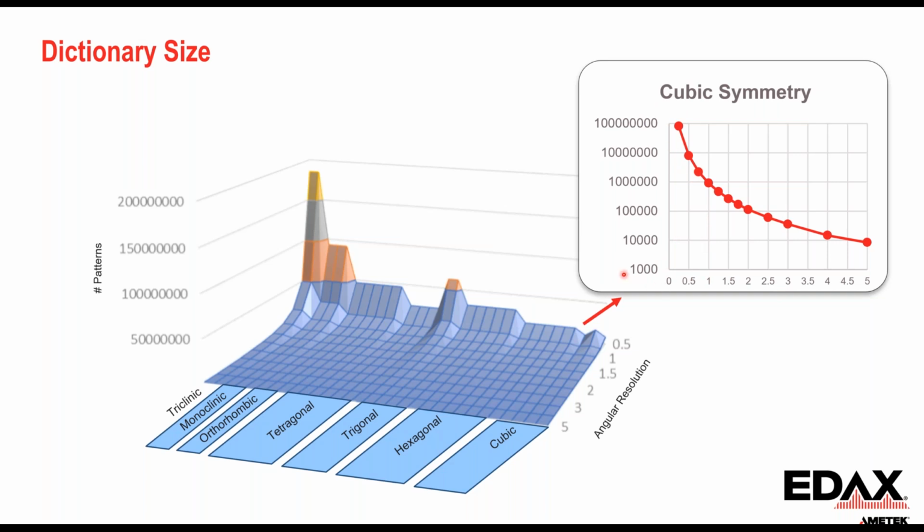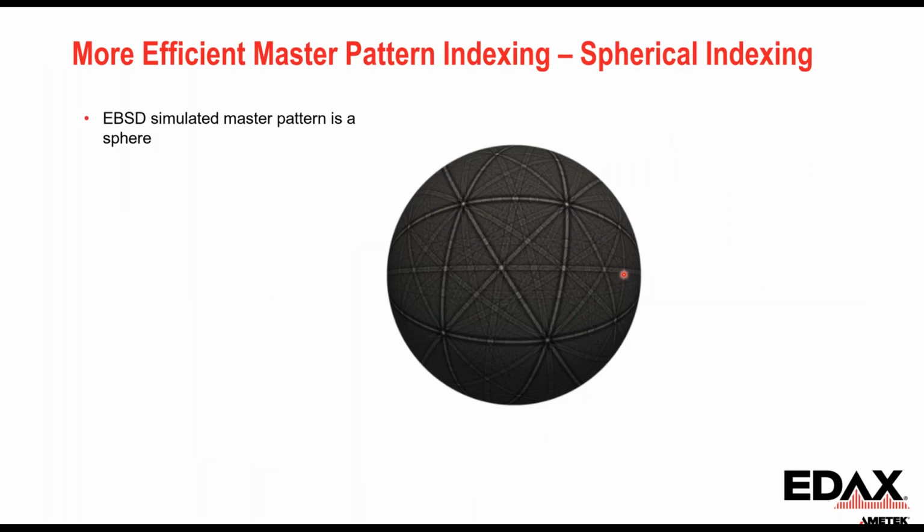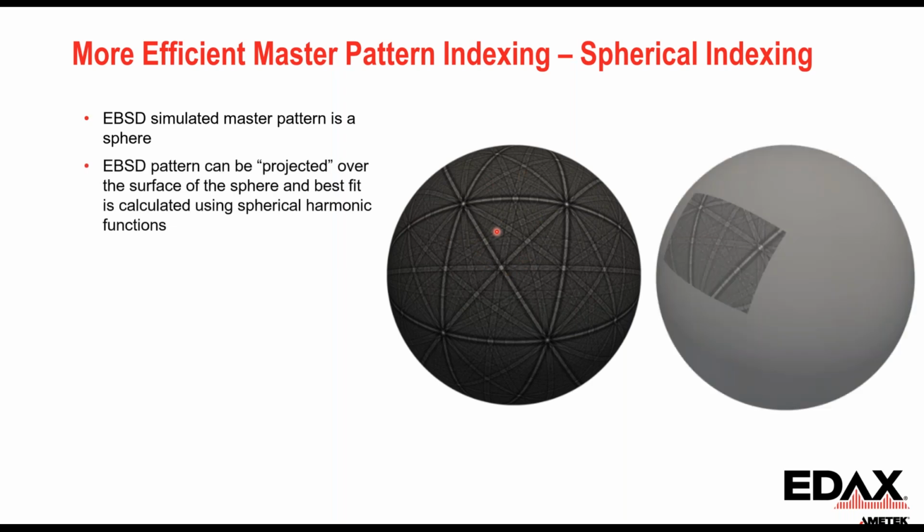So the way to make this more efficient is what's termed spherical indexing. So I showed earlier the EBSD pattern itself was on a sphere. So we can project the pattern that's collected onto the sphere and again find the best fit. And the fit's found through some spherical harmonic functions comparisons.